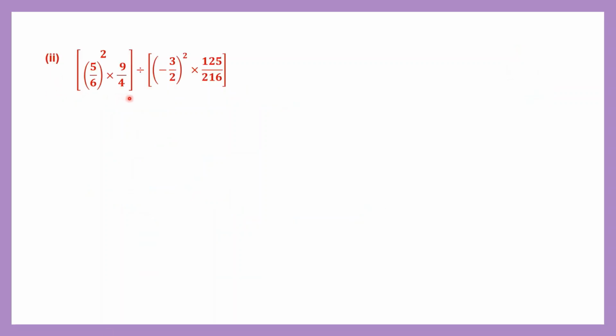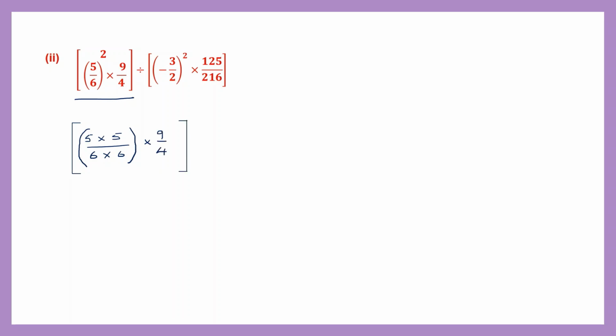Question 2, here we have an operation within brackets, division, and then another operation within brackets. So we're going to remove these brackets first. Okay, so let's begin. So we have the square bracket. Now what do we have inside this? Here we have 5 by 6 the whole raised to the power of 2. So that means 5 into 5 by 6 into 6. Okay, so that's the meaning of 5 by 6 the whole raised to the power of 2. Now we have into 9 by 4. And then we close brackets here.